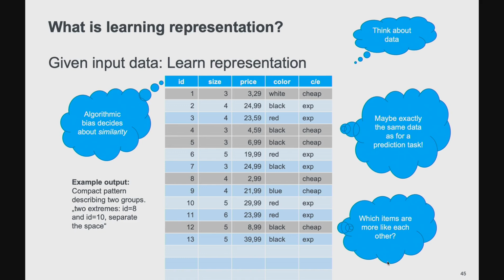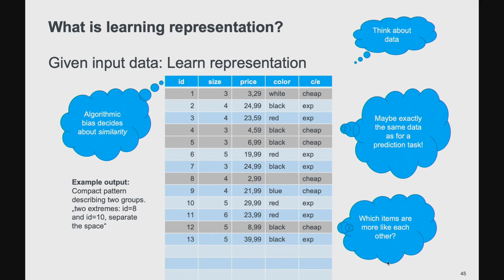Okay, here would be, for example, a compact pattern. It would say, okay, we have two groups. We take two extremes, ID8, that's a very cheap product, and ID10, that's a more expensive one. And then we just pick the ones that are similar to this cheap one. These are 1, 4, 5, and 12. And then we have 10. All the blue ones are similar to this ID10. So these would be two groups that an algorithm might have found.